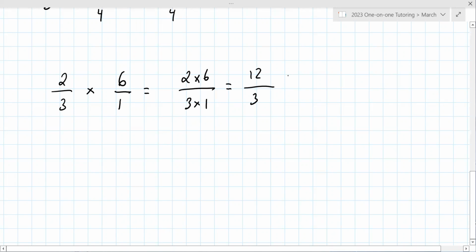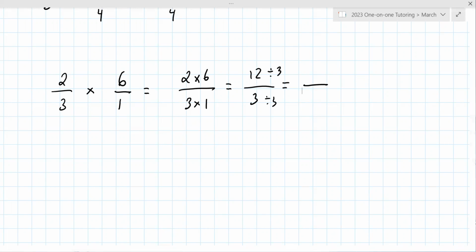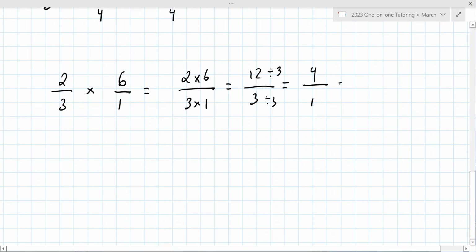What does that reduce to? We can reduce that to 3. 12 divided by 3. So 3 goes into both the top and the bottom. So what does the numerator become? 4 over 1. Which is 4.